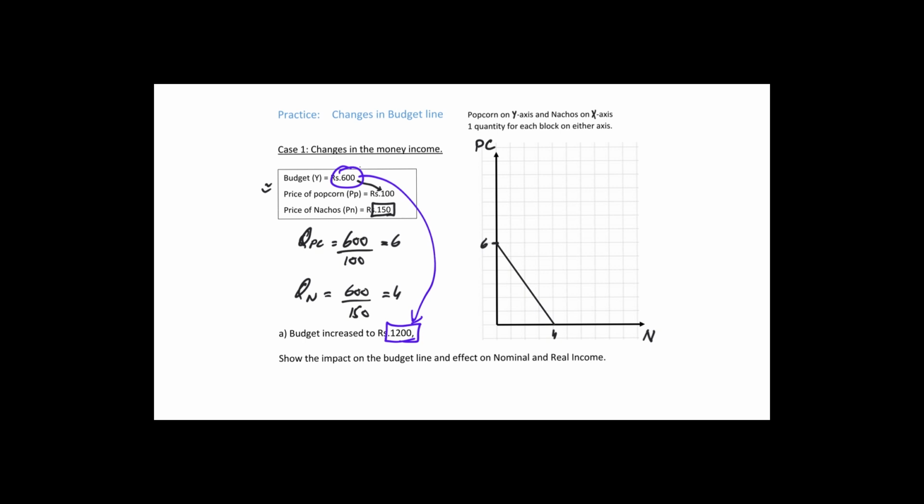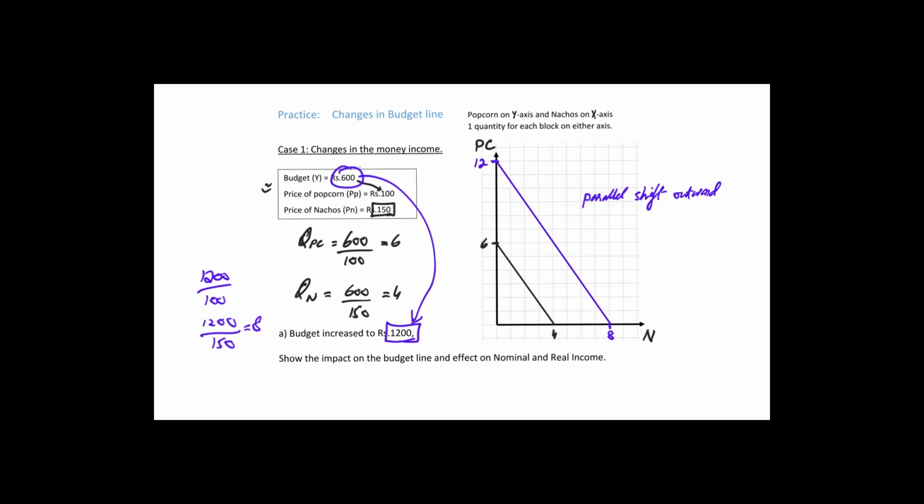So pivot outward. What's going to happen is, as a result, the math will be 1200 divided by 100. You can afford about 12 of these. And then 1200 divided by 150, so I can afford about 8 of these. Basically the budget doubled, so my purchasing power should also double. And so if the budget increases, I see a parallel shift outwards, as a result of money income going up.